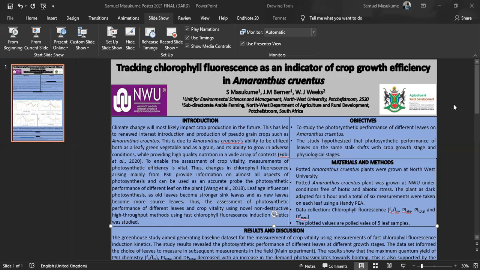With this in mind, the aim of this project was to assess the photosynthetic performance of different leaves on the same stock, and to assess crop vitality using a novel, non-destructive, high-throughput method of fast chlorophyll fluorescence induction kinetics. The study hypothesized that photosynthetic performance of leaves on the same stock shifts with crop growth stage and physiological maturity.